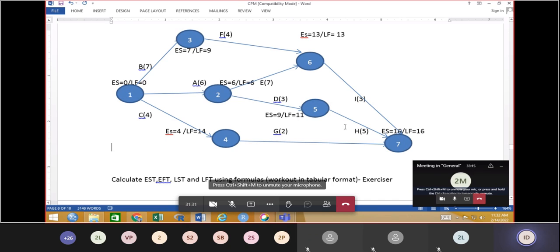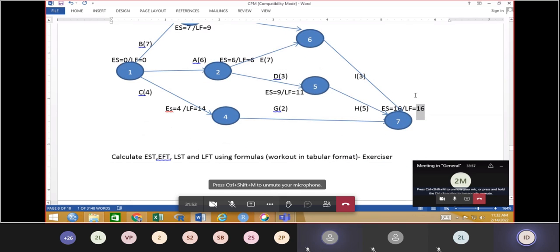Here 9 plus 5 is 14, second answer, and 13 plus 3 is 16. So which is the highest? 16 is highest, so 16 has to be considered because we cannot start unless the previous activity is complete. Now similarly, latest finish time, LF, LFT, 16.